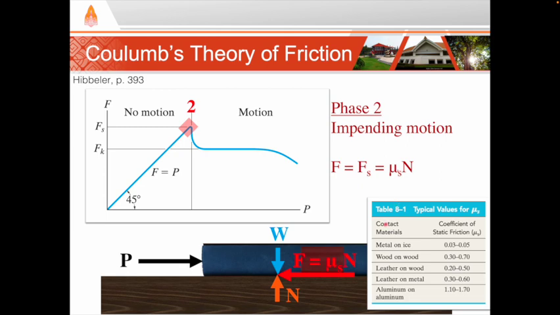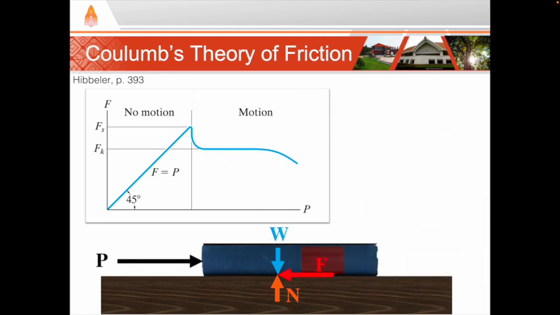For example, metal on ice has a coefficient of only 0.03 to 0.05. Wood on wood, however, is very rough and has a higher coefficient of 0.3 to 0.7. Some materials even have a value greater than 1, but that is rare. At this point, if we increase the pushing force any more, the book begins to slide.